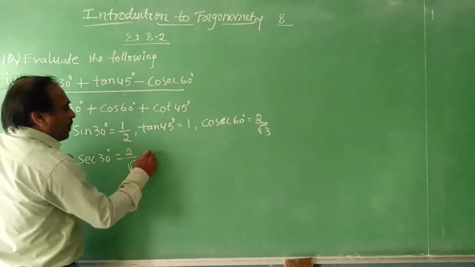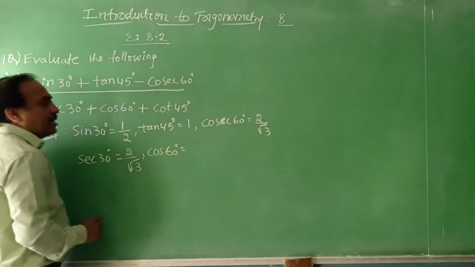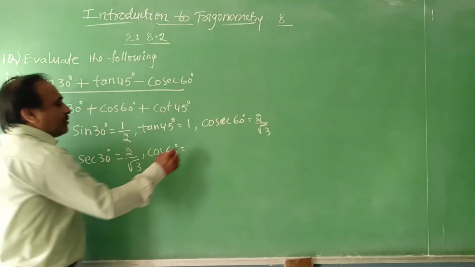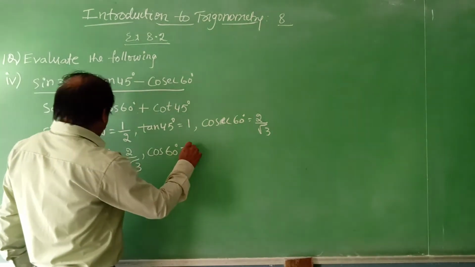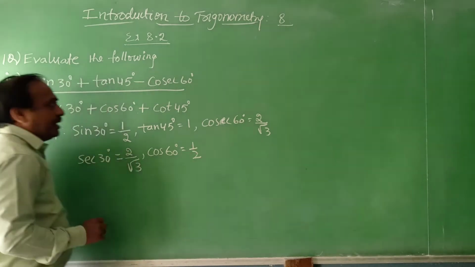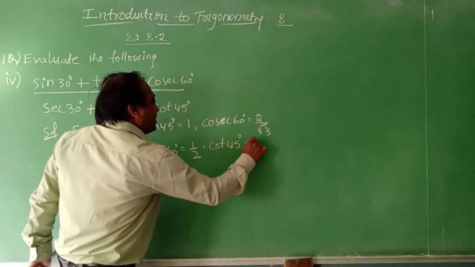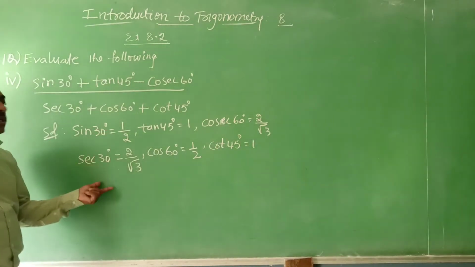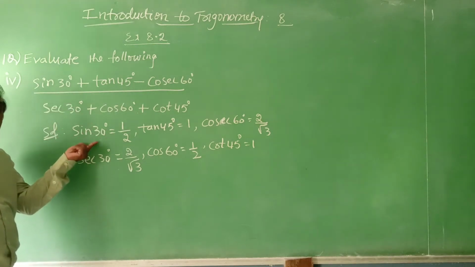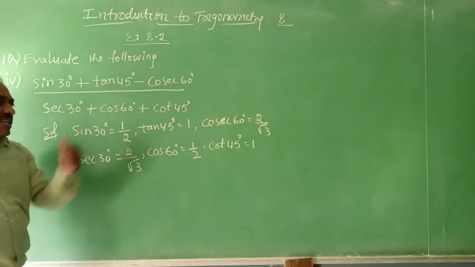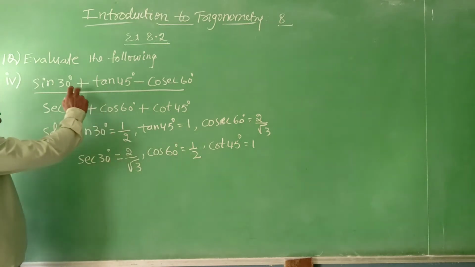Now cos 60 degrees is equal to sin 30, which is 1 by 2. So cos 60 is equal to 1 by 2, and cot 45 degrees is equal to 1. These values, which we wrote for sin 30, tan 45, cosecant 60, secant 30, cos 60 and cot 45, we are going to substitute in this expression.